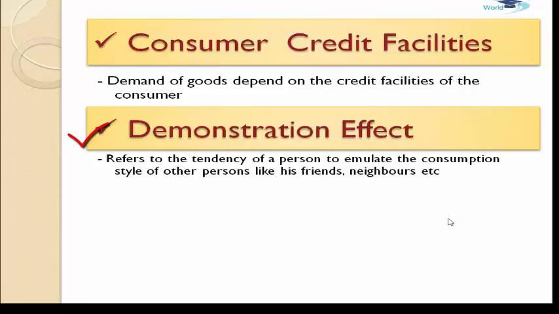Another determinant of demand is demonstration effect, which refers to the tendency of a person to emulate the consumption style of other persons like his friends, neighbors, etc. For instance, the demand for luxury cars and expensive mobile sets has increased in recent years, partly because of the desire of the people to follow the consumption style of others. This is the demonstration effect.